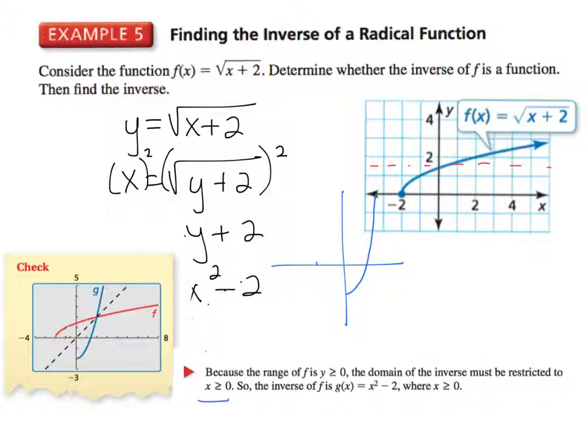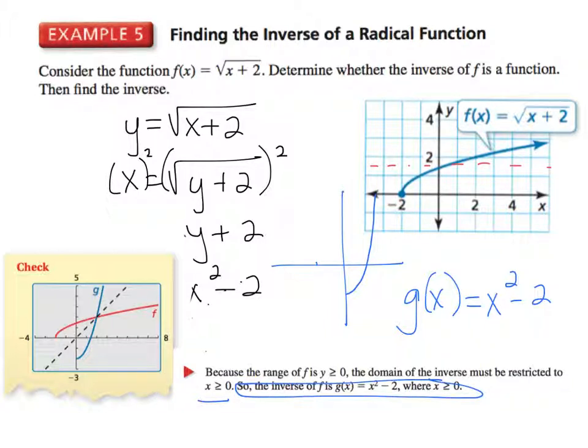If you check it, here's your original graph. g is your new graph. Are they reflected across y equals x? Yes. So for the inverse, you must say this: the inverse would be g of x equals x squared minus 2, but you then must put where x has to be greater than or equal to 0. The domain is x is greater than or equal to 0.